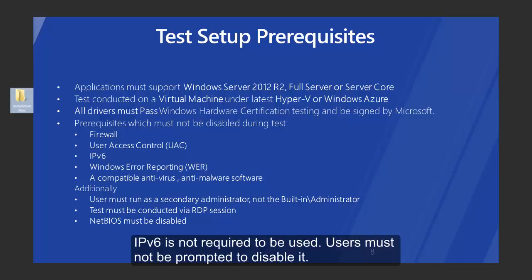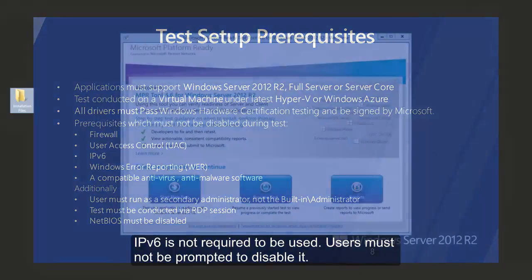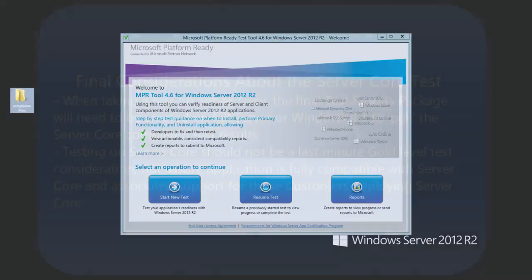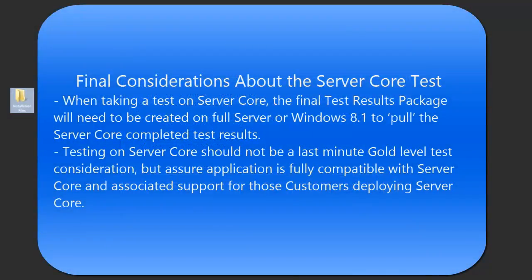IP version 6 is not required to be used. Users must not be prompted to disable it. Final considerations about the server core test. When taking a test on server core, the final test results package will need to be created on full server or Windows 8.1 to pull the server core completed test results. Testing on server core should not be a last-minute gold-level test consideration, but assure application is fully compatible with server core and associated support for those customers deploying server core.